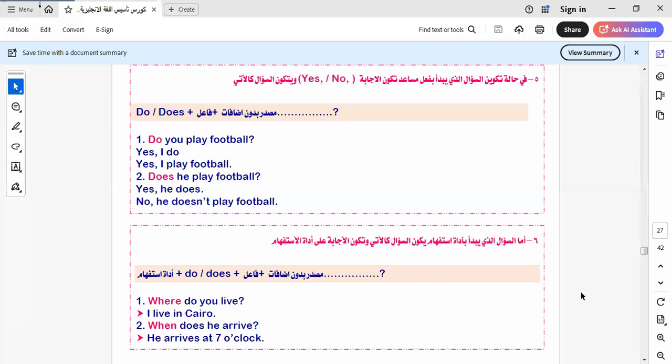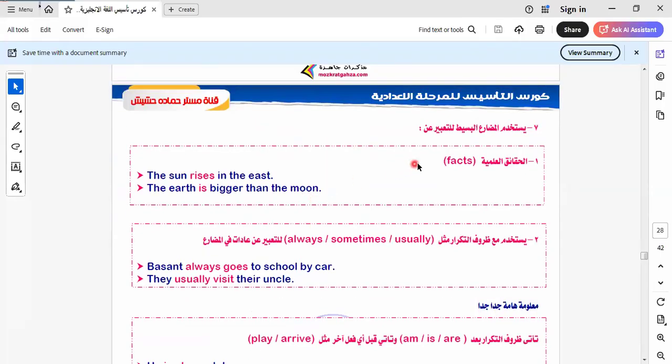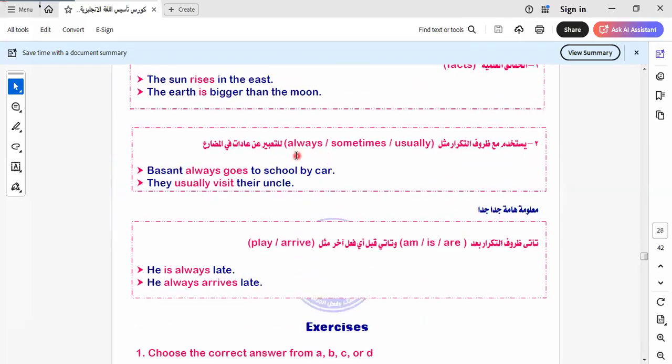Let's continue with this tense. Here we have the facts, like we say, the sun rises in the east. This is a fact. The earth is bigger than the moon. This is a fact. So here we use the present simple tense to express this action. We have adverbs of frequency, which we use in this tense: always, sometimes, usually, never. Always means the habit happens 100%. Never means the habit doesn't happen.